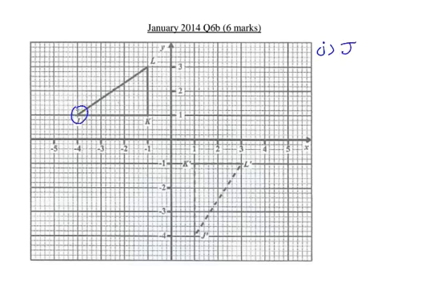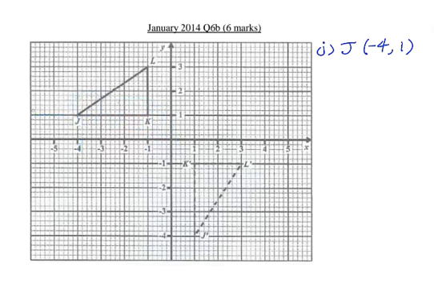So this is J here, where the x coordinate, the horizontal coordinate, is minus 4, and the y coordinate is 1. So the coordinate of J is minus 4, 1. The horizontal coordinate is minus 4, and the vertical coordinate is 1. So J is the point minus 4, 1.